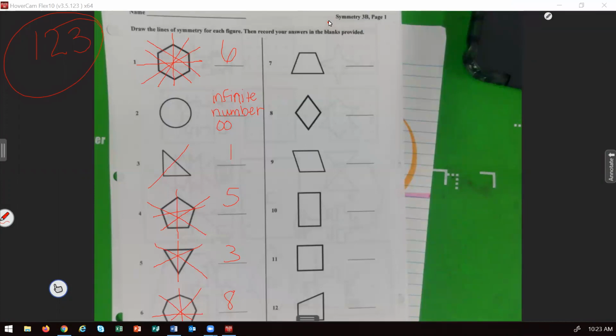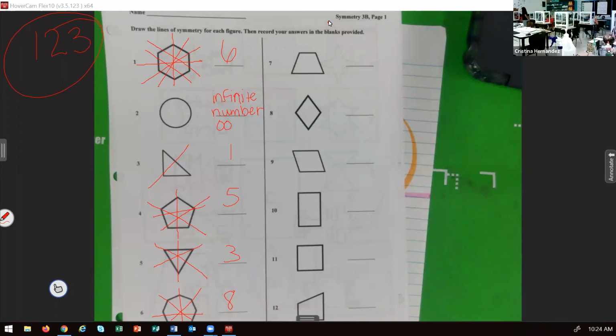How many lines of symmetry does a trapezoid have? Show me your 2 ways that you can divide it. So that's 1, okay. What's another way you can divide that? So you're telling me that line, they look the same? No. Okay.